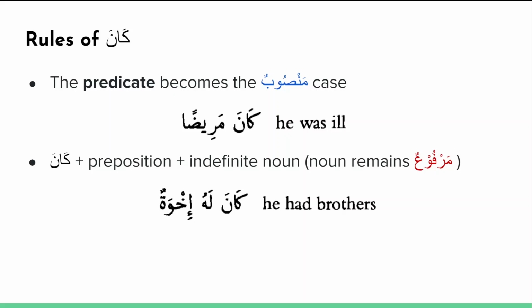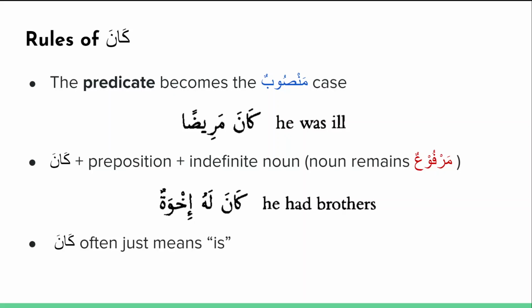Kana lahu ikhwatun. We've seen in a previous lesson that lahu, the lam at the beginning, usually means that person has. So lahu ikhwatun means he has brothers. Kana lahu ikhwatun means he had brothers. So it just changes it to be past tense. And in this case, the noun remains in the marfu' case. Kana lahu ikhwatun, not kana lahu ikhwatan.